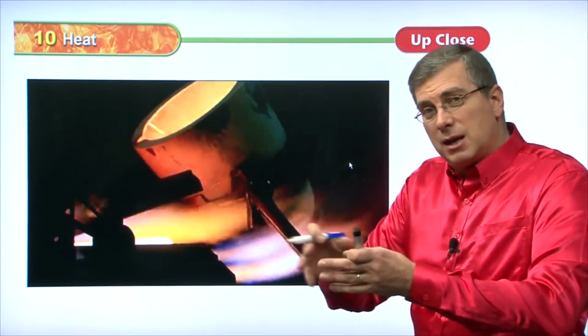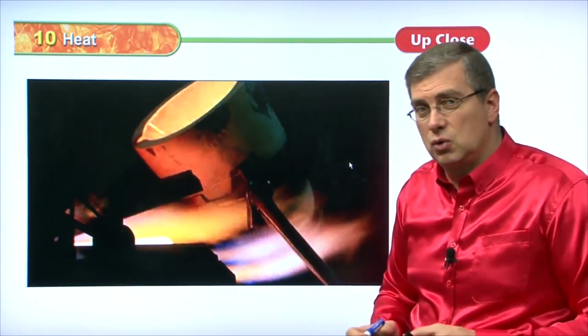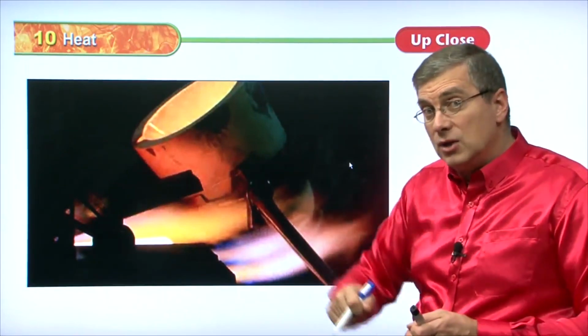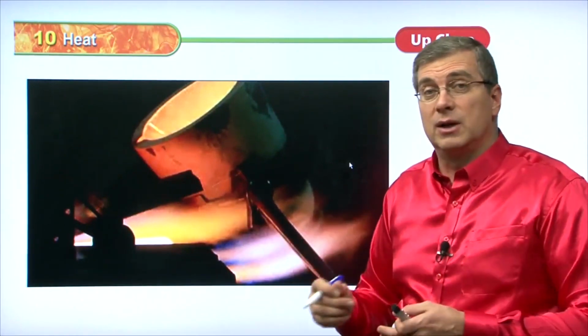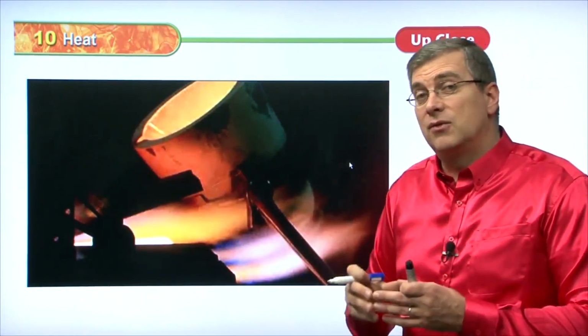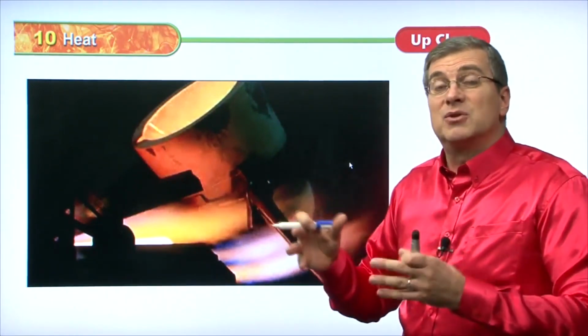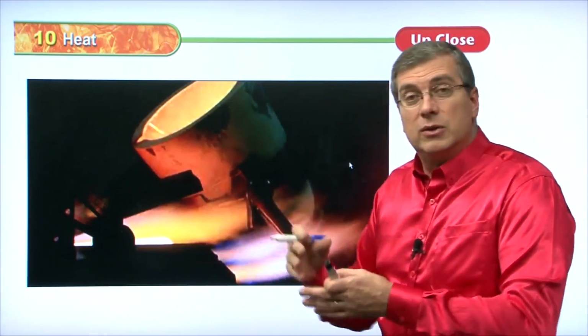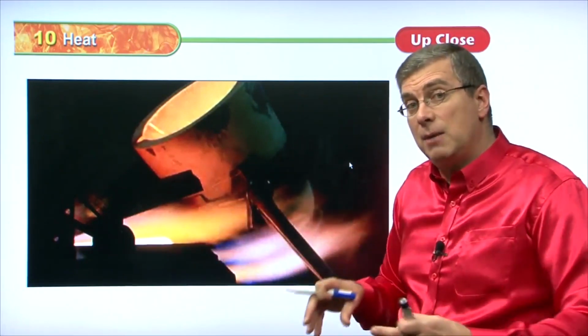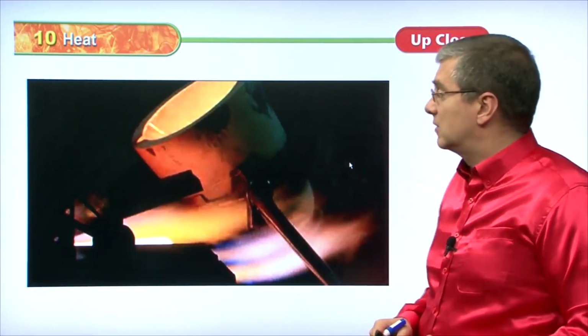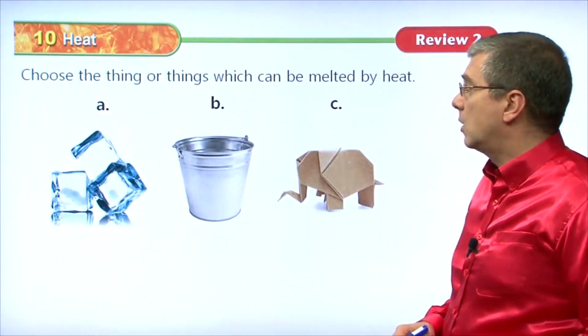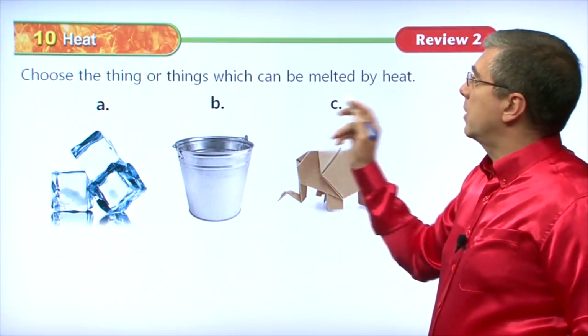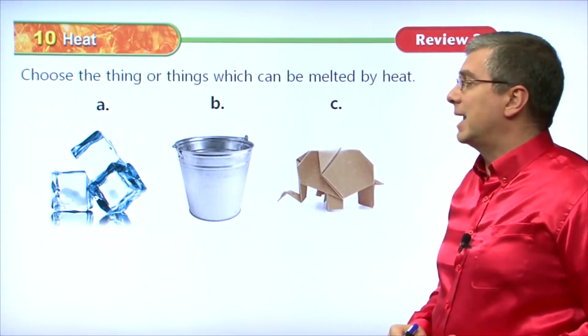So if you want to make a product, any type of tool like a hammer or wrench or some other type of equipment made from metal, you have to heat it up so it's liquid and then pour it into a mold to make it into the shape that you want it to be in. So that's very interesting. Okay, so choose the thing or things which can be melted by heat.